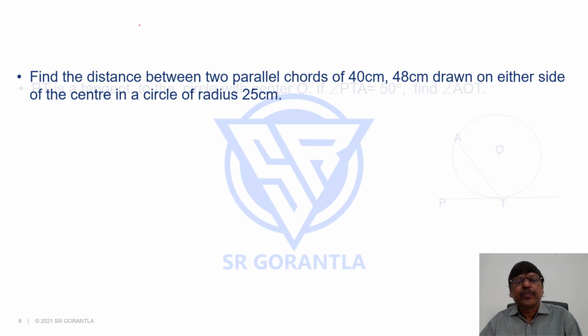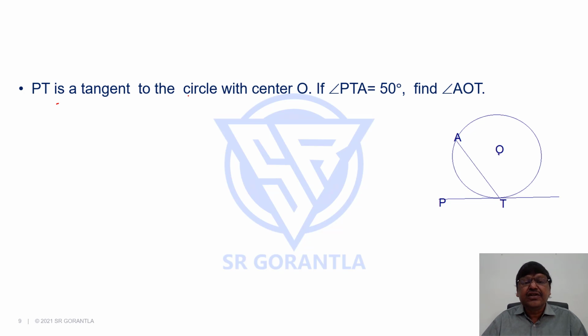Let's take up one more. PT is a tangent to the circle with center O. If angle PTA is 50 degrees, find angle AOT. AOT means we need this angle. This question we can do in two different ways. One, applying the alternate segment theorem.